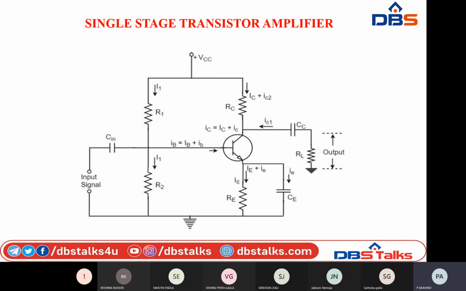Due to the presence of this coupling capacitor, the output across the resistor RL is free from the collector's DC voltage. If the coupling capacitor is not present, the bias conditions of the next stage will be drastically changed due to the shunting effect of RC, as it would come in parallel to R2 of the next stage.